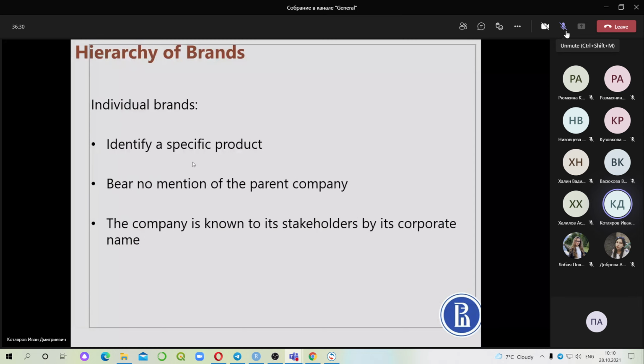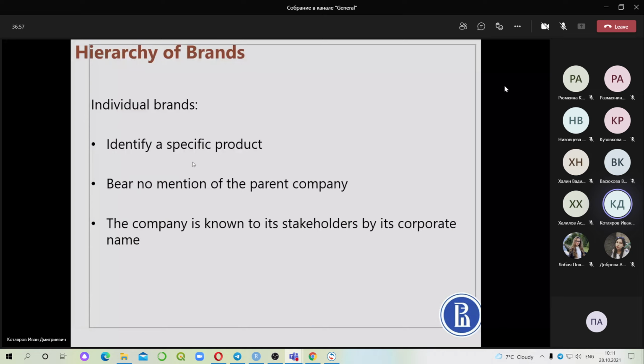Well, what can we say about individual brands? They are used to identify a specific product, so they are more about individual products. They bear no mention of the parent company. So in this case, there is a clear separation between the parent company and the individual brand.